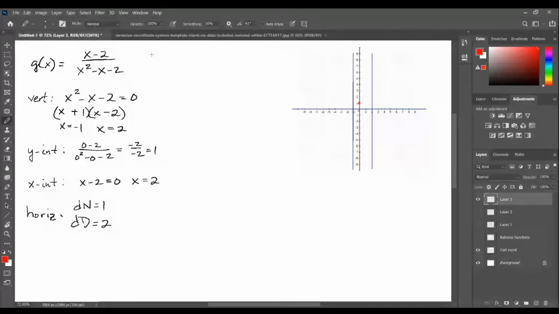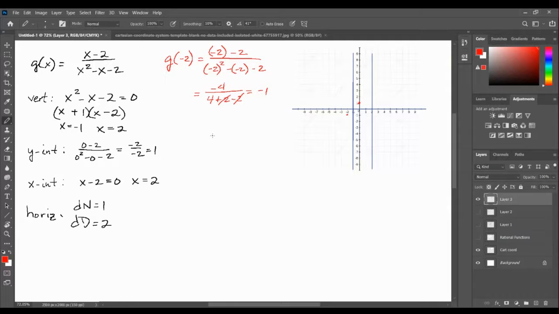Let's pick some values and plug them in. Let's find g of -2. So we've got -2 minus 2 over -2 squared minus -2 minus 2. -2 minus 2 is -4 over 4 plus 2 minus 2. Plus 2 minus 2 are going to cancel. We end up with -4 over 4, which is -1. So at -2, our graph is down here at -1.